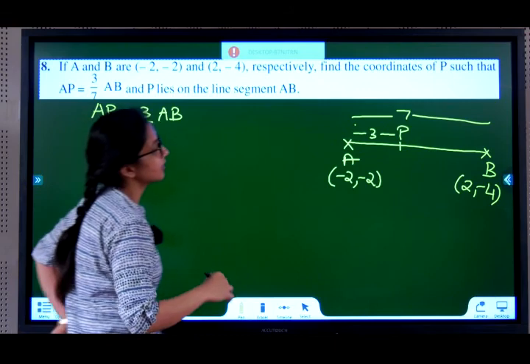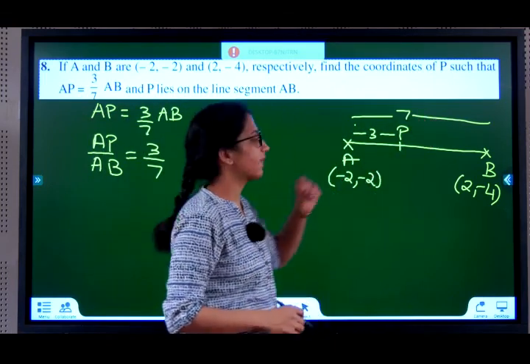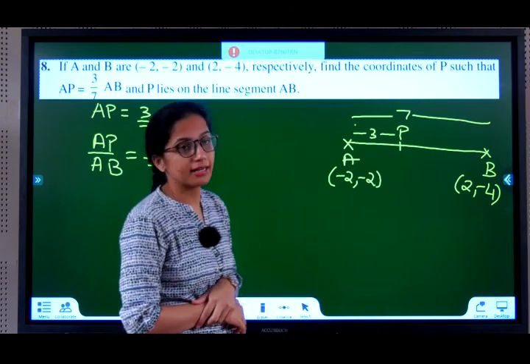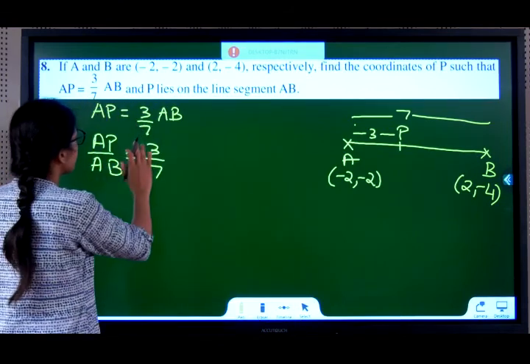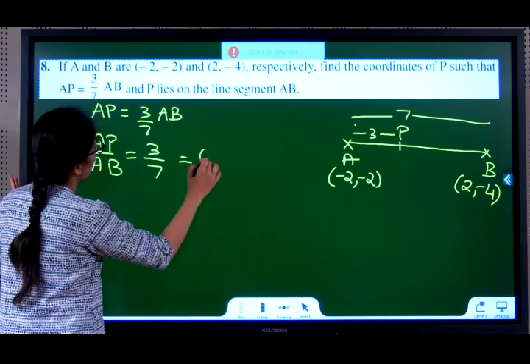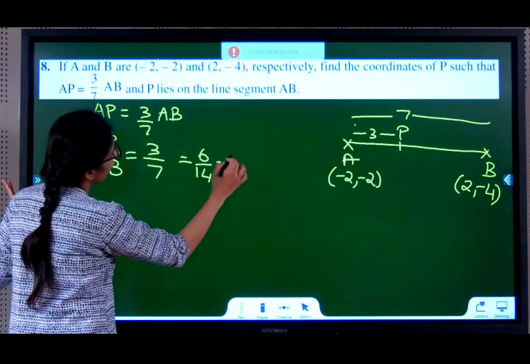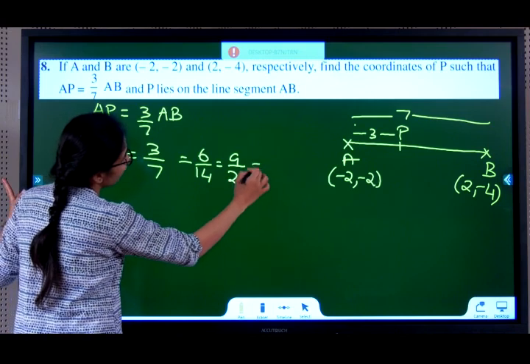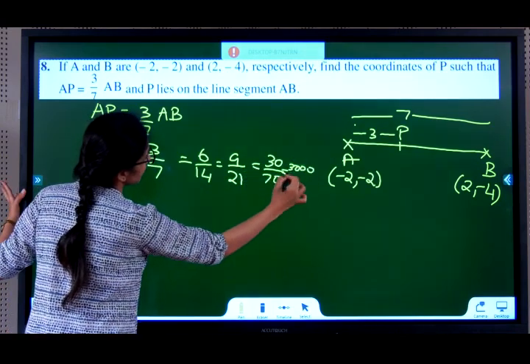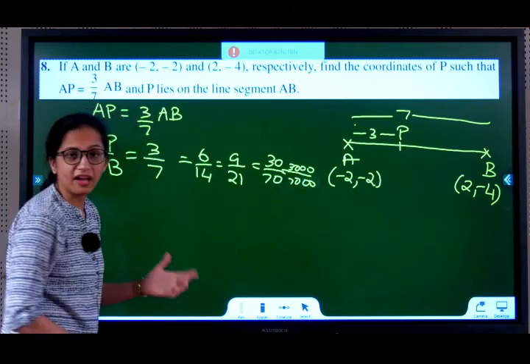So that ratio is 3 is to 7. I want the AP is to PB ratio. How do I get this now? If AP by AB is equal to 3 is to 7, this can be 3 is to 7, or it can be 6 is to 14, or it can be 9 is to 21, or it can be 30 is to 70, or it can be 3000 by 7000. We don't know the value.